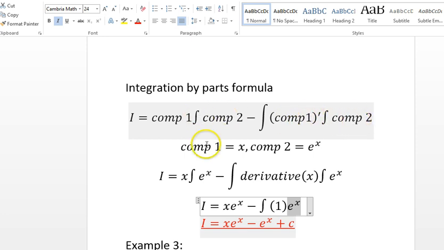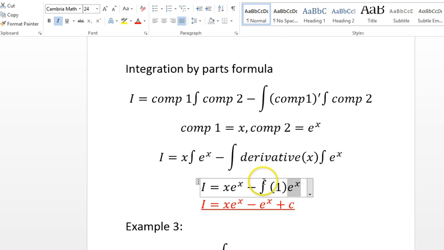So we just plug in these numbers. Comp 1 equals x, comp 2 equals e to the x, right? So x here, times the integral of comp 2, which is the integral of e to the x, and then the big integral sign. Remember, you have two integrations. Second part, the derivative of comp 1, which is the derivative of x, which is 1, and then the integral of comp 2, which is e to the x. So then x times e to the x here, and here 1 times e to the x is e to the x. Once again you have to integrate that, right? Which is the integral of e to the x, which is e to the x plus c.